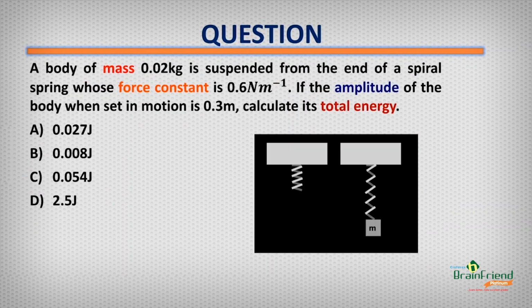Question 2. A body of mass 0.02 kg is suspended from the end of a spiral spring whose force constant is 0.6 Newton per meter. If the amplitude of the body when set in motion is 0.3 meter, calculate its total energy. A. 0.027 joule, B. 0.008 joule, C. 0.054 joule, D. 2.5 joules. The correct answer is option A, 0.027 joule.